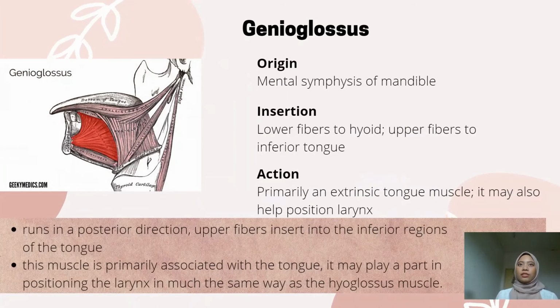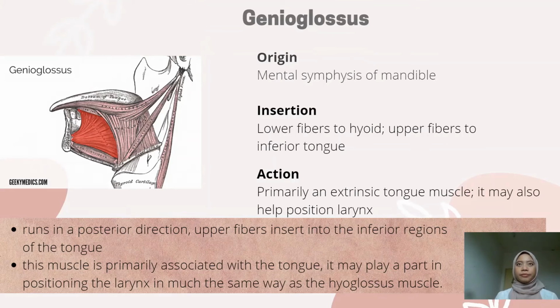Next is Genioglossus. Its origin is at the mental symphysis of the mandible. The insertion is at the lower fibers to the hyoid, and the upper fibers to the inferior tongue, and the action is primarily as an extrinsic tongue muscle. It may also help position the larynx. So it runs in a posterior direction, and the upper fibers insert into the inferior regions of the tongue. This muscle is primarily associated with the tongue. It may play a part in positioning the larynx in much the same way as the Hyoglossus muscle.